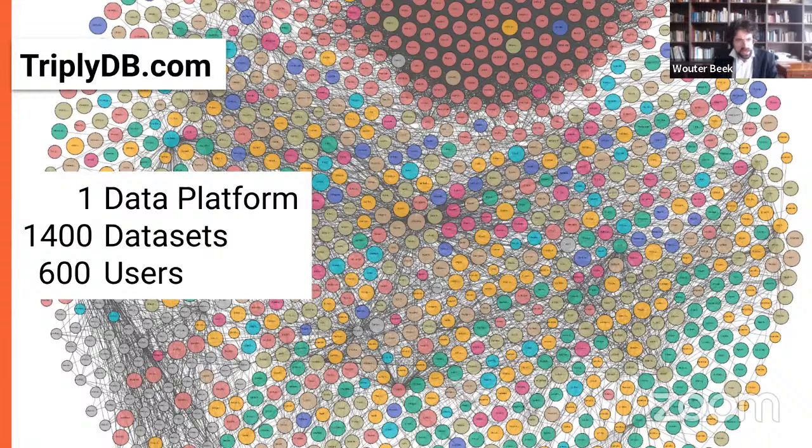Also, end of last year, we launched triply.cc, and that's a free instance of TriplyDB. And that means that up to now 600 users have logged in using either their Google account or their GitHub account, and they can just publish data for free and also query it for free. And that's linked data for everyone, so it must also include the free users.